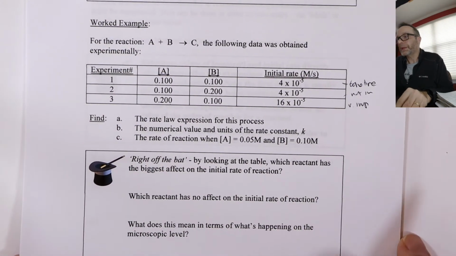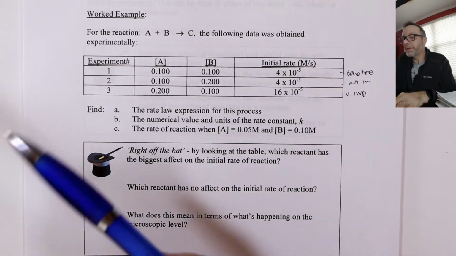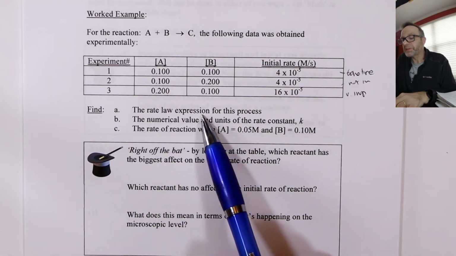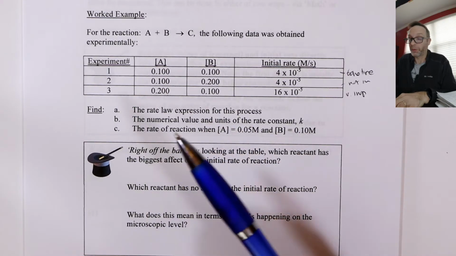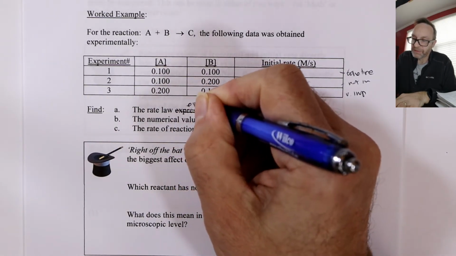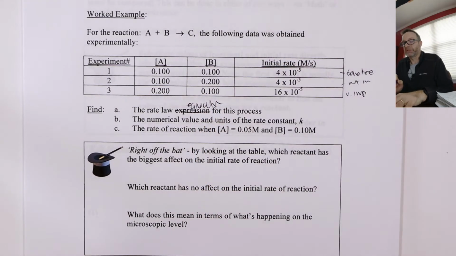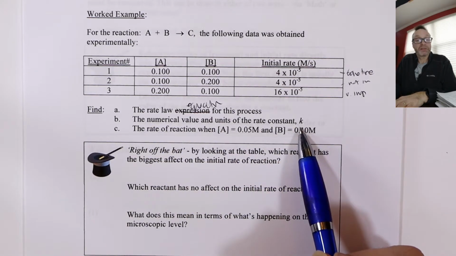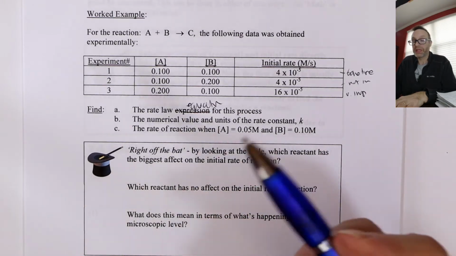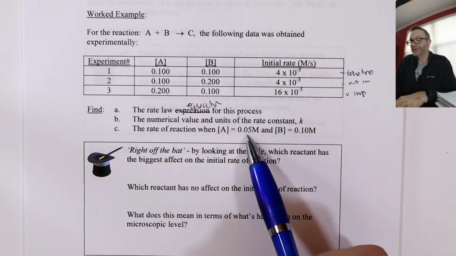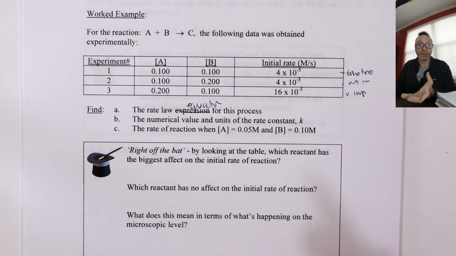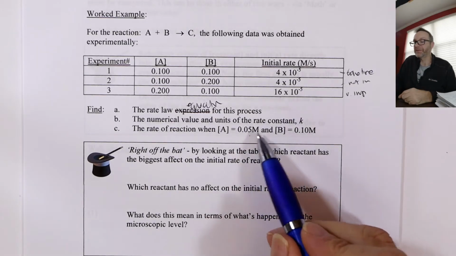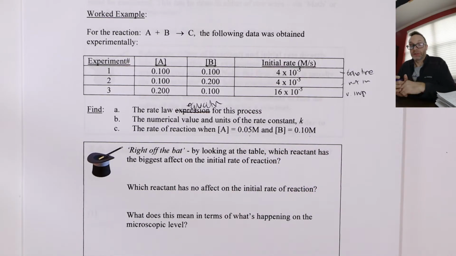Find the rate law equation for this process, which is quantitative. It will have numbers and units. Part of that is finding the value of k in its units, and then we'll use that equation once we've got it to figure out what the speed is under these conditions of concentration. That's the point of it. The point of making this equation is you can figure out how fast it's going to go when we have these concentrations.